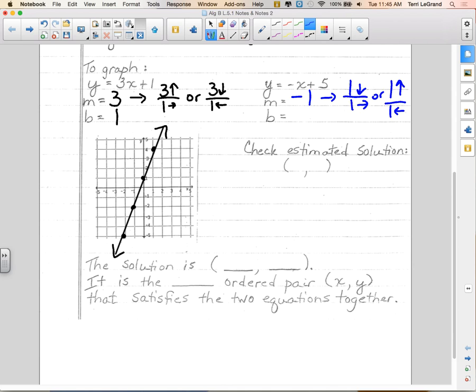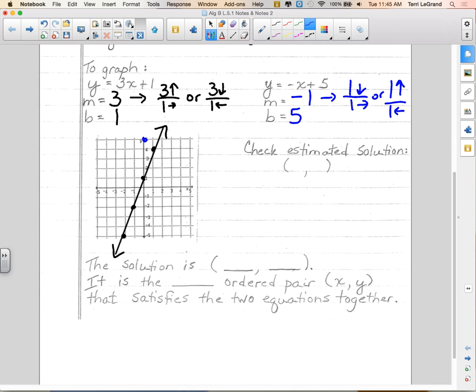Okay, so now when we graph this one and it has a negative slope, what should its behavior be? It should be falling from left to right, shouldn't it? Instead of rising from left to right, this one better be falling from left to right. Where are we going to start on this one? 5. Okay, the b is 5. So we're going to go to 5.